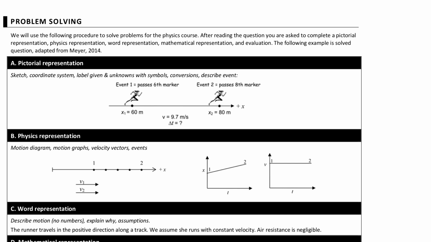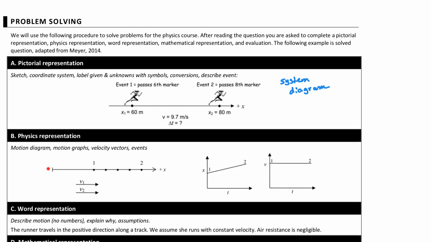This pictorial representation is sometimes referred to as a system diagram and is the key to solving any physics problem. A lot of times we need to draw this out to figure out what information we have, what information we don't have, and then go from there. In the next section, which is the physics representation, we draw motion diagrams, motion graphs, velocity vectors, events, and later on, when we do force diagrams, force diagrams as well.